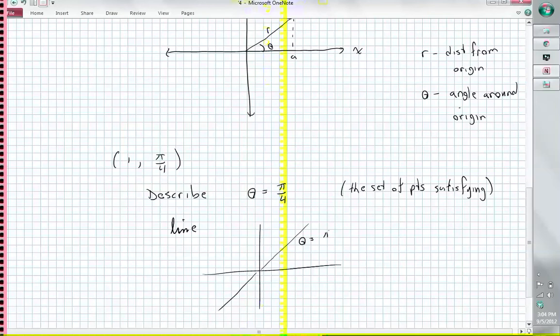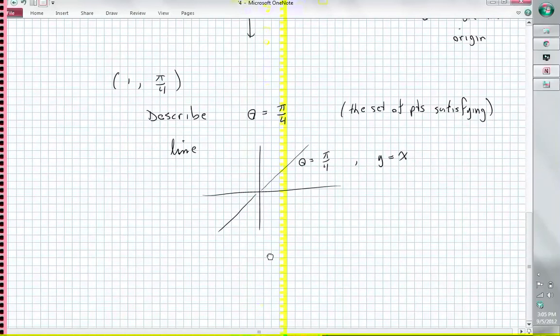Theta equals pi over 4. That's the line, theta equals pi over 4. How would you express this line in Cartesian coordinates? y equals x, yeah. So we're going to start talking about sets of points, like lines and planes, spheres, and cylinders, and so forth, in different coordinate systems. You're already doing this in Cartesian coordinates, and we want to start getting comfortable with thinking along these lines in other coordinate systems. Okay, so that's a bit of an intro.